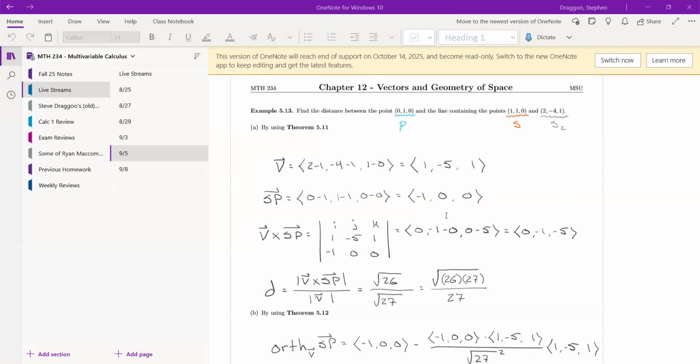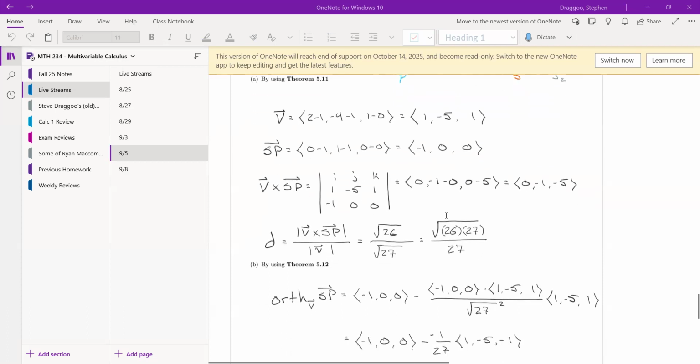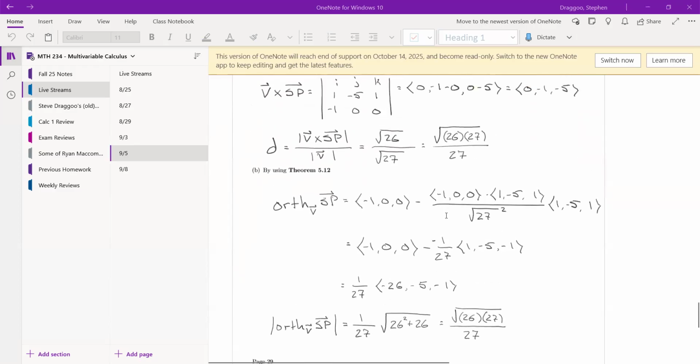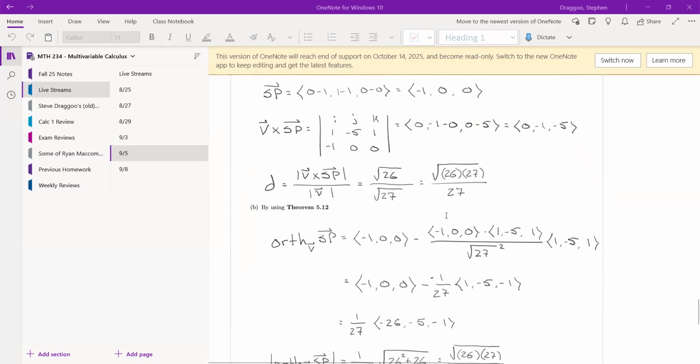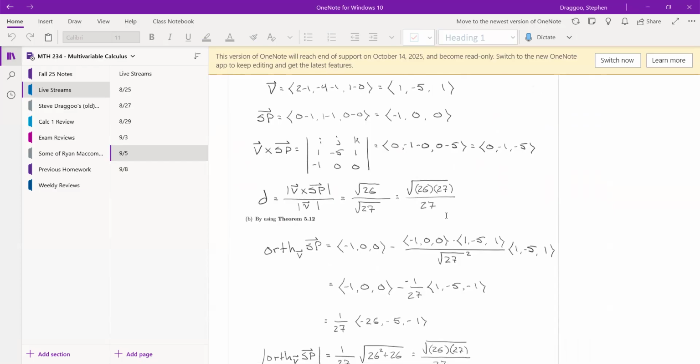Pick any point that is on that line. I happen to choose 1, 1, 0. Found the vector that connected it to 0, 1, 0, took a cross product of those two things, and then did a couple of magnitudes, one divided by the other. Cool. So that is that whole thing. Sorry if you were writing some of that down.